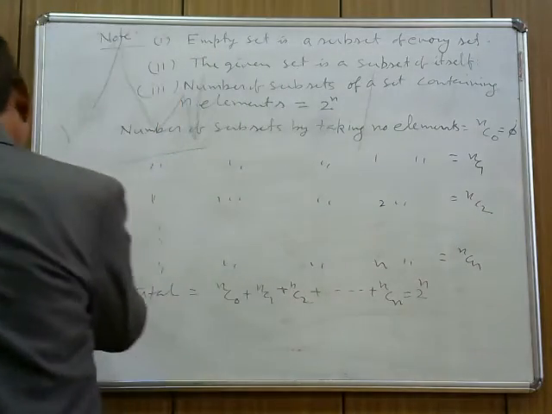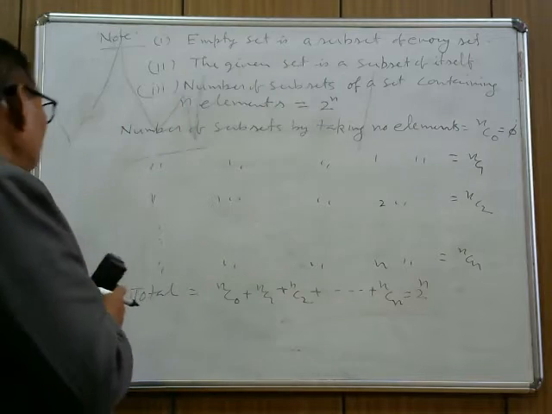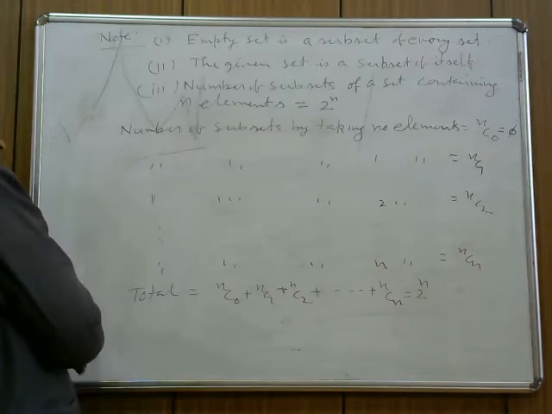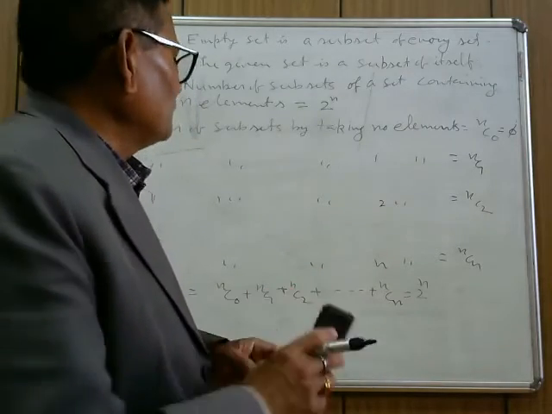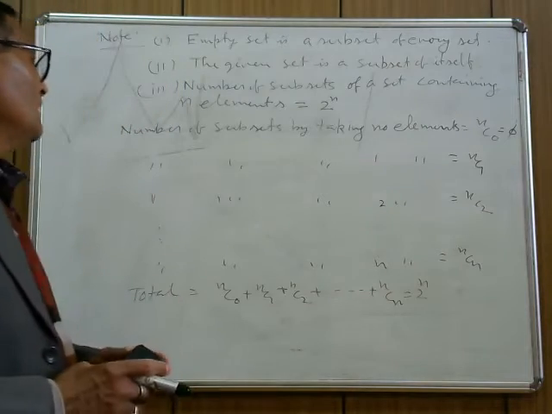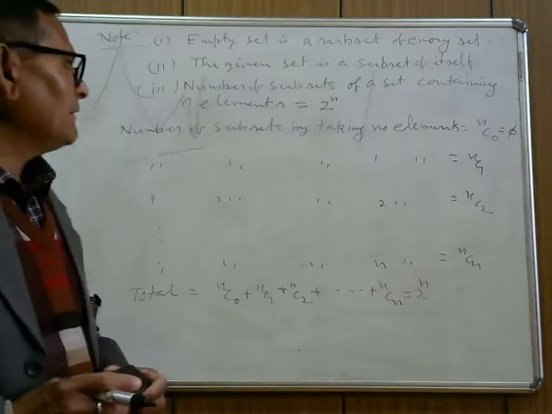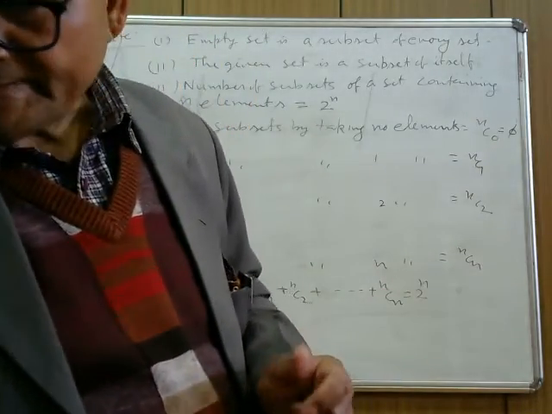By using the property of the binomial theorem, in the chapter on binomial theorem you can see this property: the sum of the binomial coefficients is 2 to the power n. So the number of subsets of a set containing n elements is equal to 2 to the power n. These are the 3 notes on subsets.